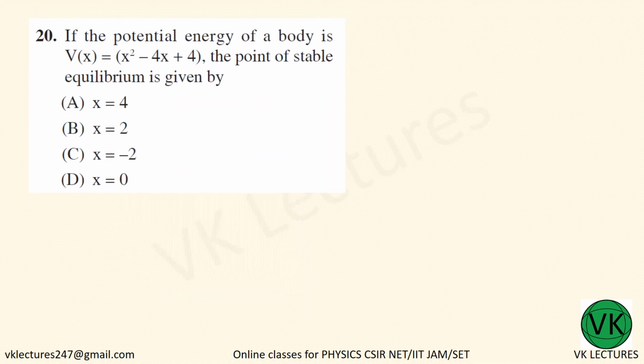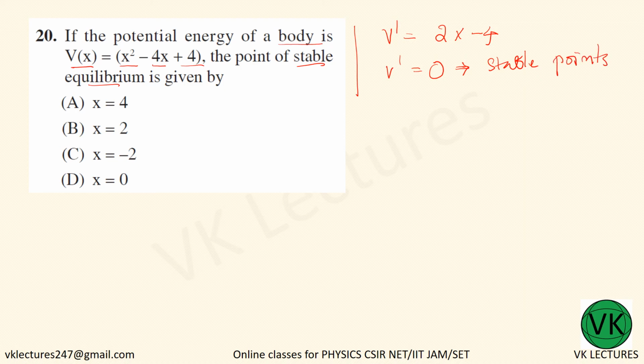If the potential energy of a body is given by V of x is equal to x square minus 4x plus 4, find the point of stable equilibrium. Now how will you find this? What you have to do is find V dash. First derivative of V with respect to x is nothing but 2x minus 4. Now V dash, when you equate it to 0, you get equilibrium points.